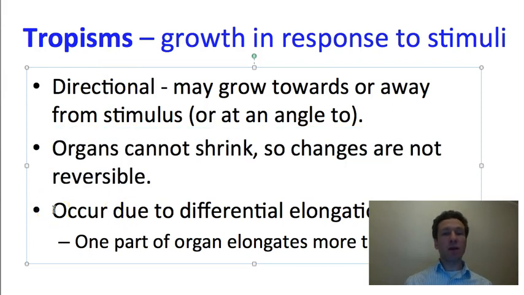And tropisms are going to occur due to differential elongation of cells in different places. So typically what's going to happen is one part of an organ, let's say the stem, is going to elongate more than another part of the stem, and that is going to cause the stem to bend, and it will either bend towards or away from the stimulus.